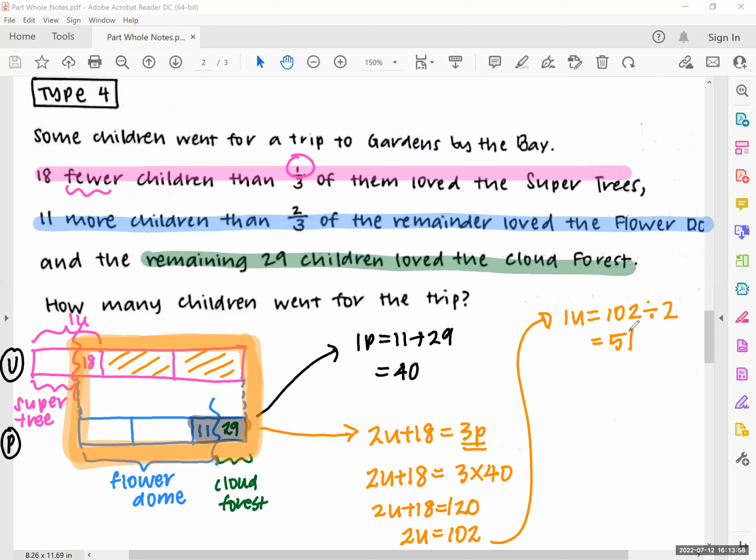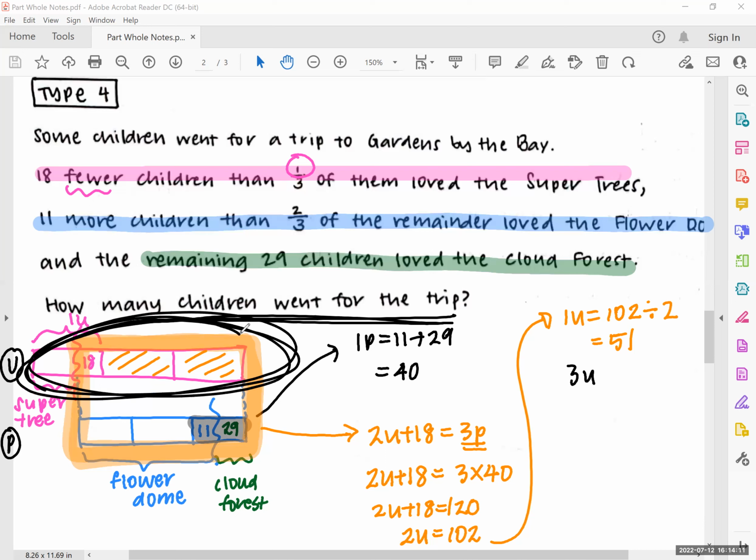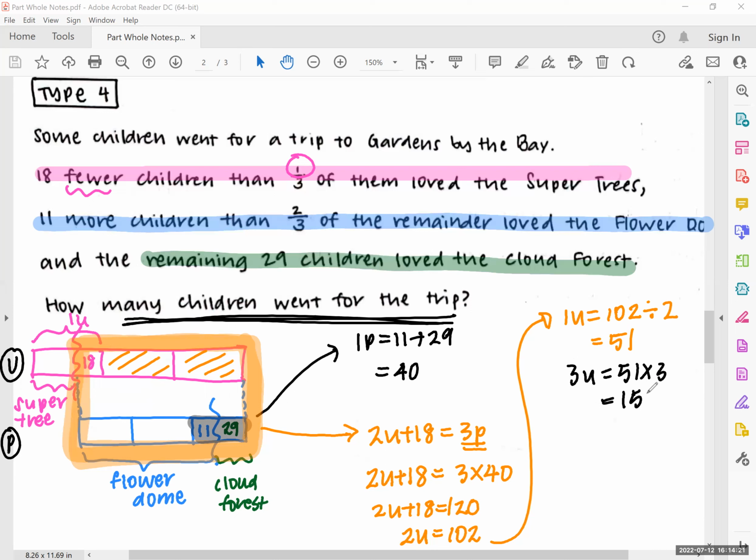Now let's read back the question. What did the question say? How many children went for the trip? So how do we find out how many children went for the trip? Yes, it's 3 units because it's the total of this whole thing, right? So it's 3 units, and 3 units is equal to 153. The end. And that's for type 4. Next one we'll move on to is type 5.